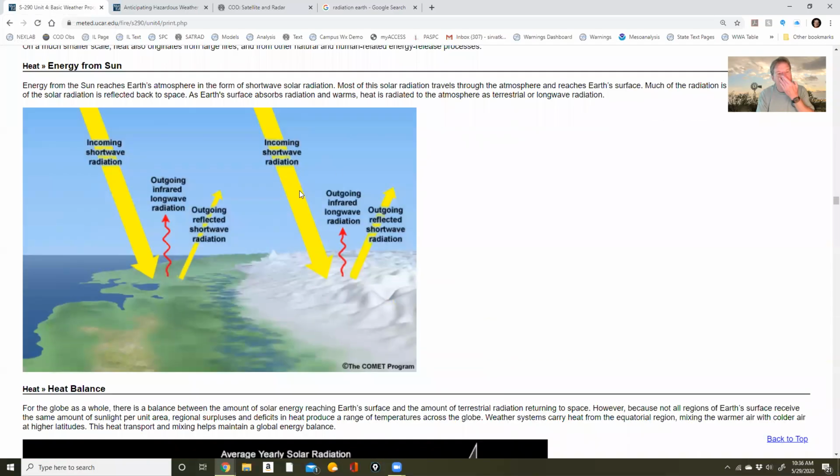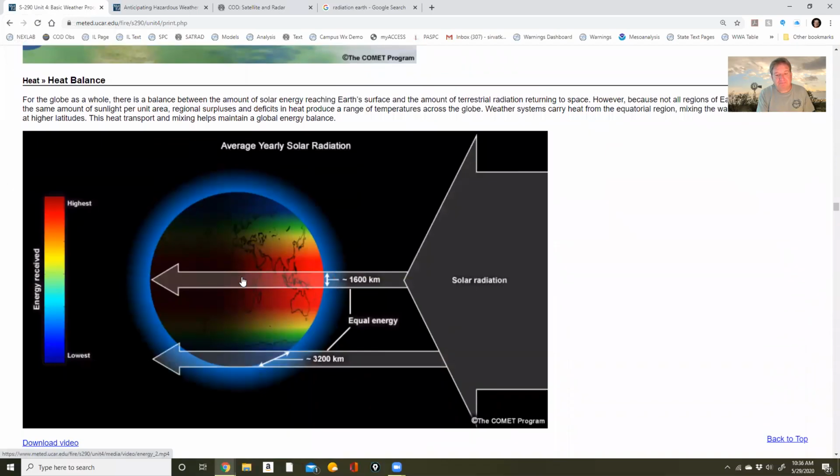This is terrible. So here's energy coming from the sun, incoming shortwave, outgoing long wave. You might know those terms. I'm not too worried about it. So here's the heat balance. Here's the solar radiation. We got a bunch coming in.